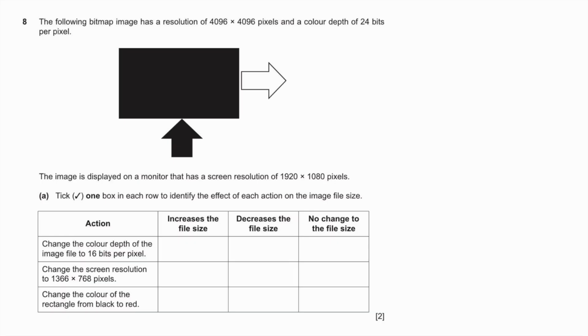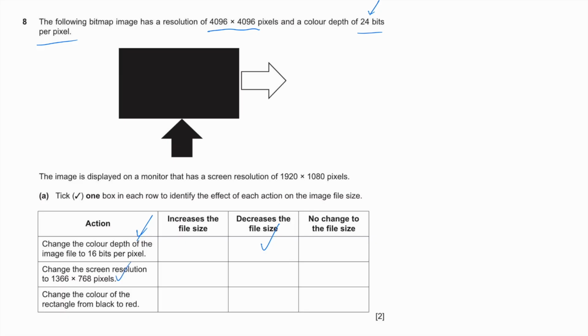Okay, guys, now let's take a look at our last practice exercise, and it's going to test our understanding of how file size is determined of images. So first, we have some scenarios here, and these scenarios are based on a file that is 496 by 496 pixels with a color depth of 24 bits per pixel. So first, what happens if we change the color depth of the image file to 16 bits per pixel? That's going to decrease the file size because we're going to use fewer bits to represent each pixel.